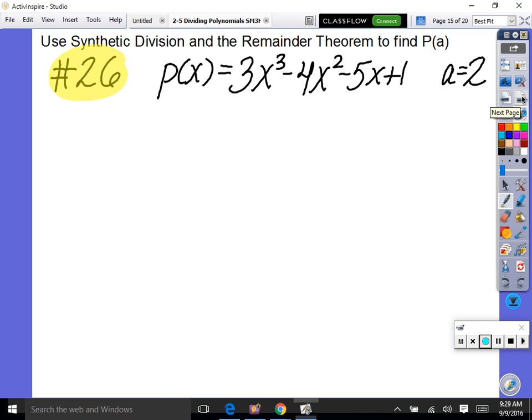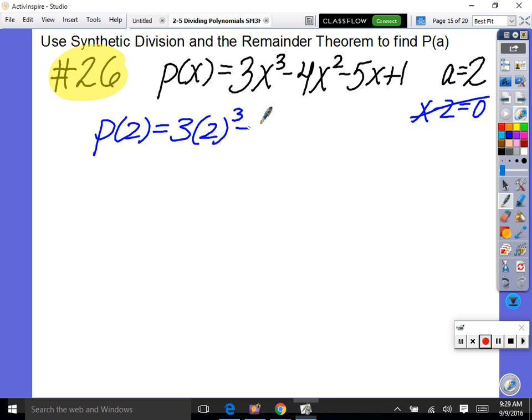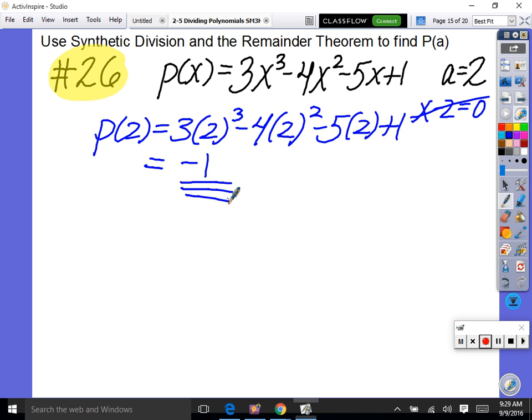Number 26, use synthetic division and the remainder theorem to find P of A. So this one didn't give us a factor, it gave us what A is. So if A equals 2, the factor would have been x minus 2, correct? But that's besides the point. It's giving us 2. So let's figure out what the remainder is going to be without doing synthetic division. You can just plug in 2 into the function, P of 2. So we have 3 times 2 cubed minus 4 times 2 squared minus 5 times 2 plus 1. If we calculate that using our calculator, we get negative 1. So when we do synthetic division, we better get a remainder of negative 1.